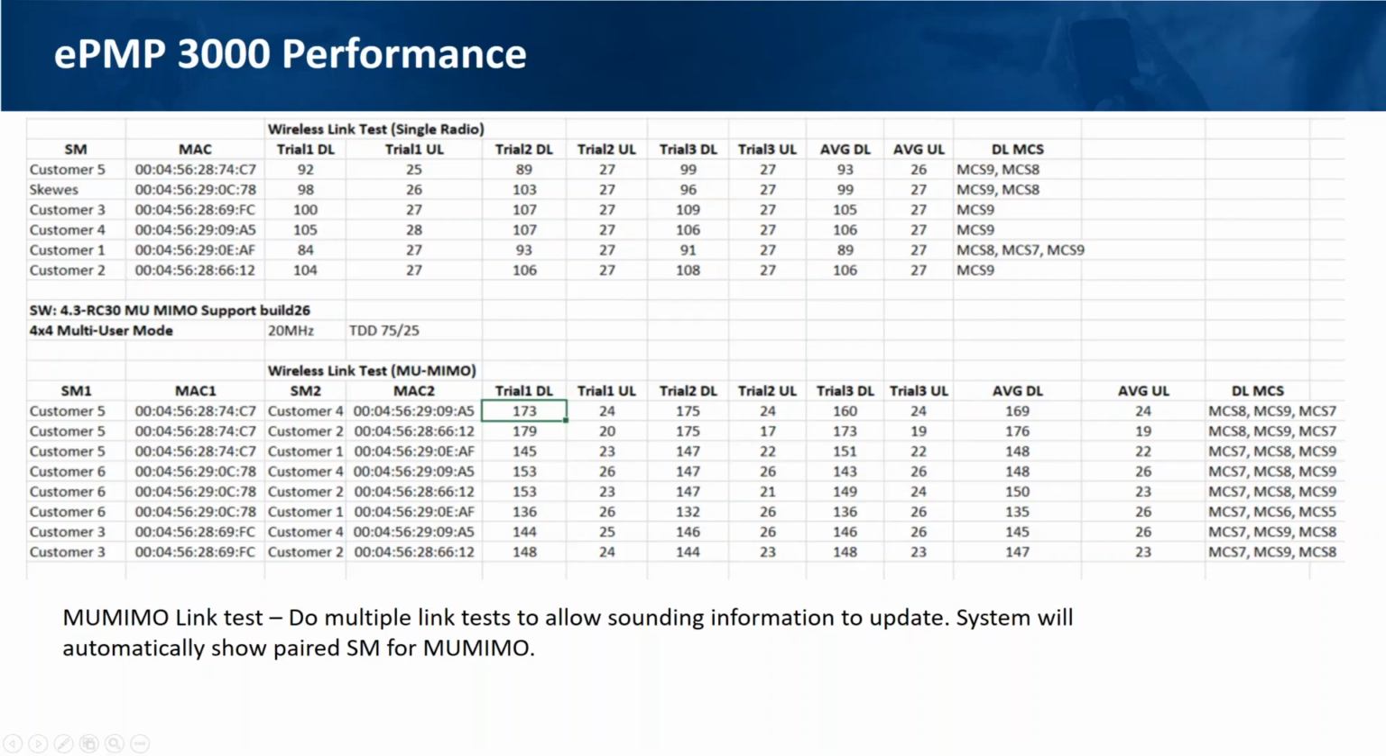In the table below, what you see is I'm taking customer 5, and I'm able to group up customer 4, 2, and 1. So 5 and 4 are grouped together, and I run a simultaneous link test.